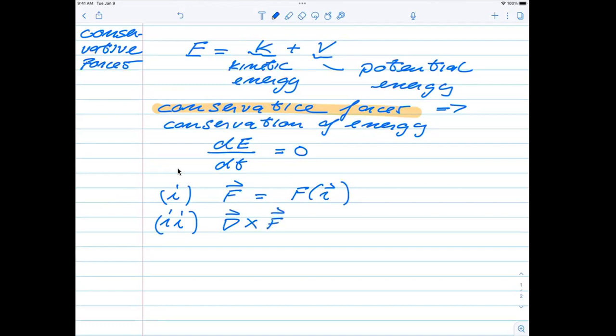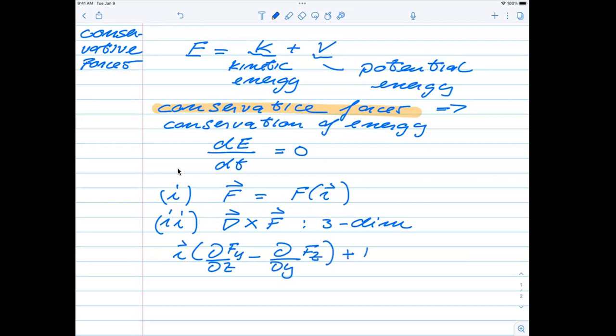So if we do this in 3 dimensions, let me just quickly set it up here. So in 3 dimensions, that means that you would have the x component, and that would have the partial derivative of the force with respect to the z component, and then I have the y component of the force minus the derivative with respect to y of the z component.